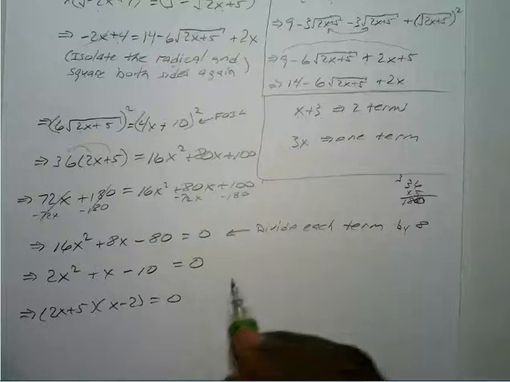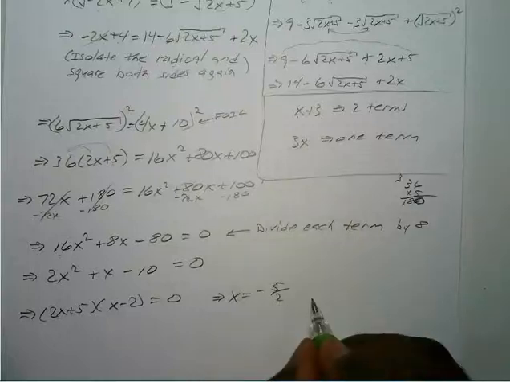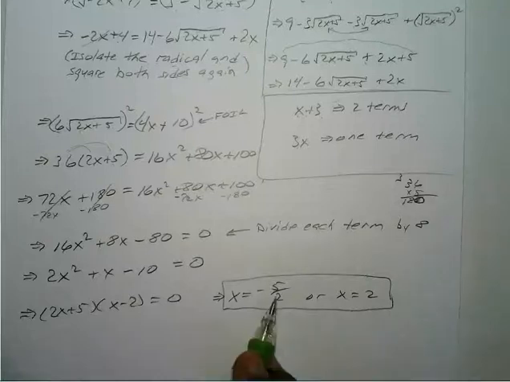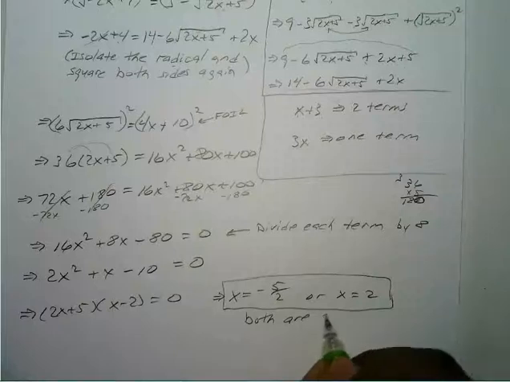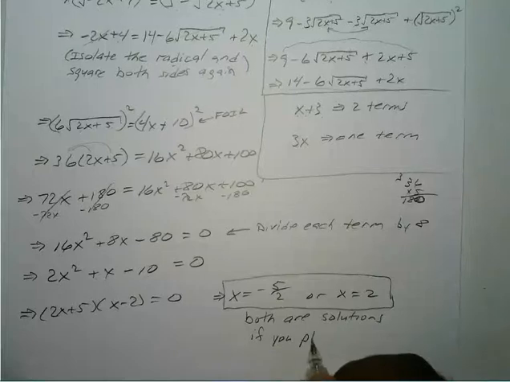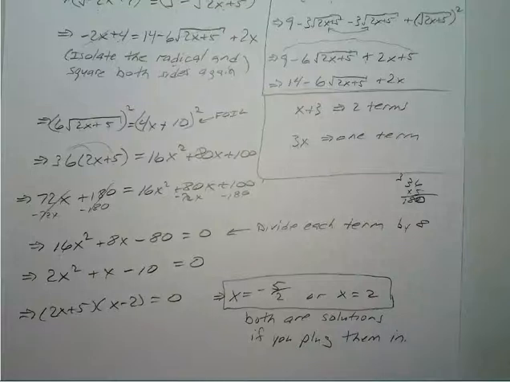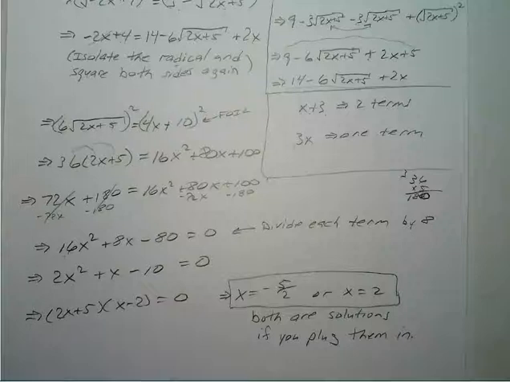So that means that x equals negative 5 over 2, or x equals 2. And if you plug both of those into your original function, you can see that both are solutions. You plug them in. All right, so that is how you would solve it for 2 radicals. All right, so hopefully this made sense, and I will see you on the next video.